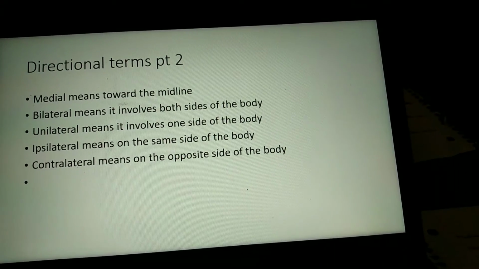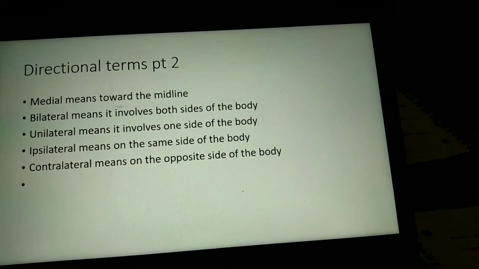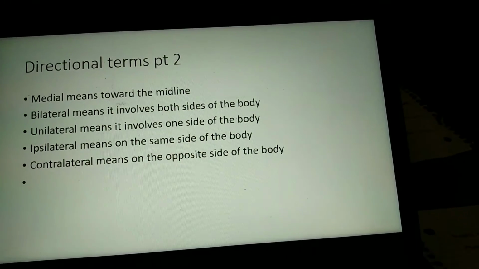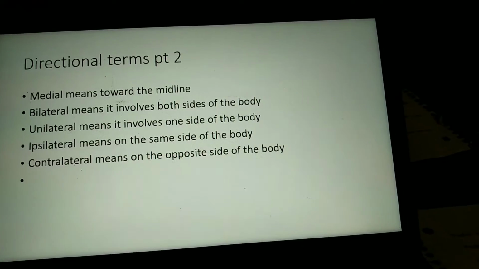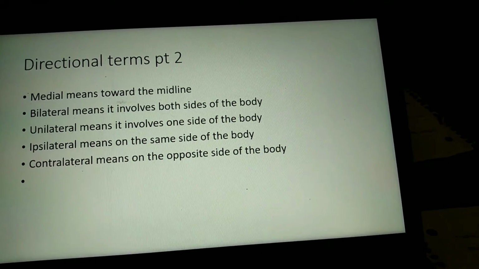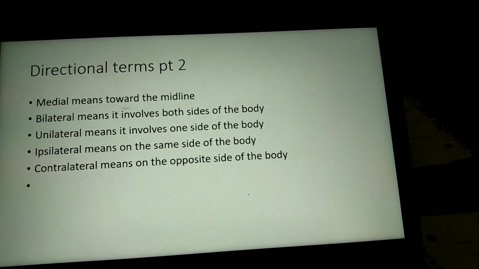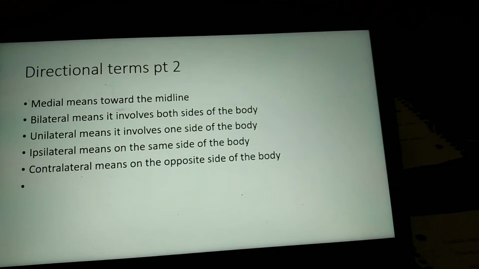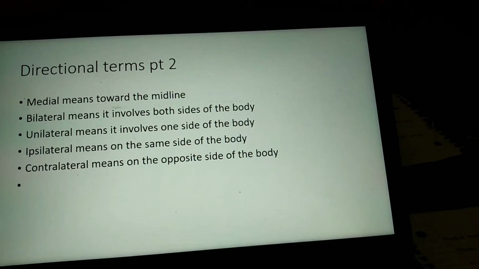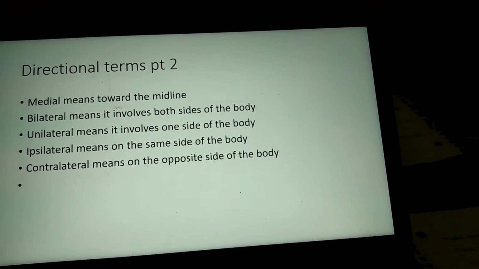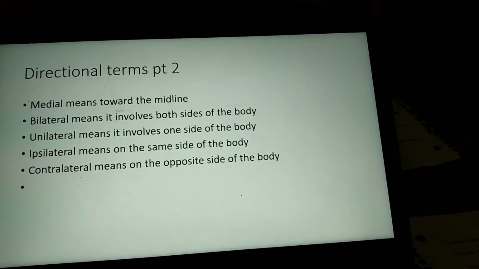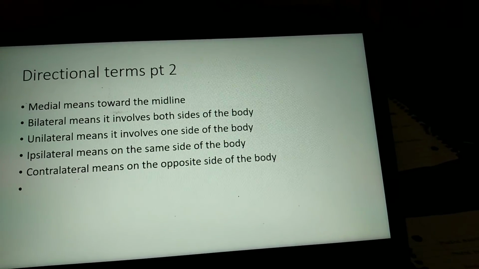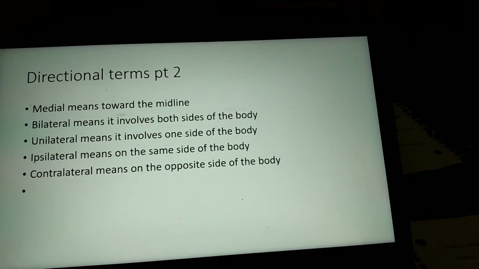Unilateral means it affects one side of the body. The accident that caused Two-Face was a unilateral accident. Ipsilateral means on the same side of the body. The right arm is ipsilateral to the right leg. Contralateral means the opposite side of the body. The left brain contralaterally controls your right limbs.